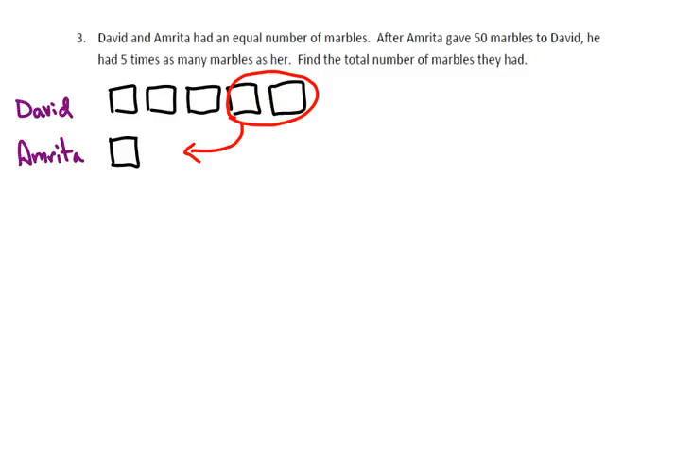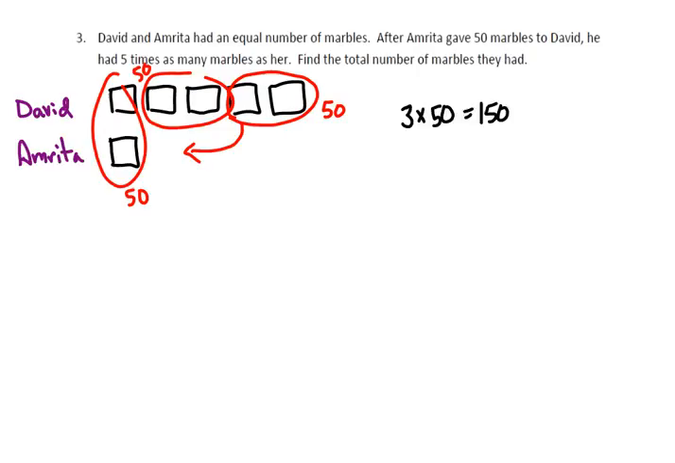Then we can ask, well, what did Amrita give David? Well, Amrita gave David 50 marbles. So this means that 2 squares are worth 50 marbles. Well, if 2 squares are worth 50 marbles, there's another 50 marbles. And finally, a third group of 50 marbles. How many total marbles did they have altogether? They had 150 marbles. And so you can see this is a lot simpler than using an algebraic method.